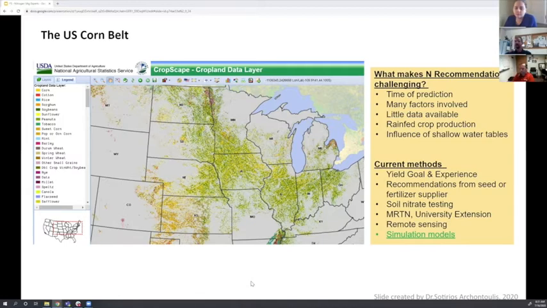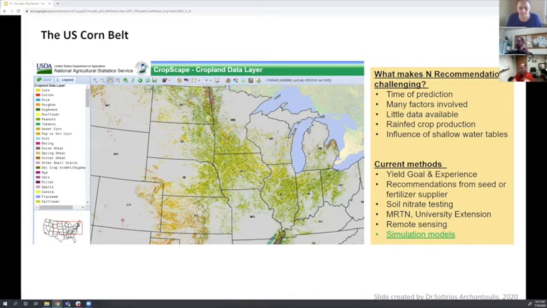For attendees that are outside US, for reference, I want to mention that corn yields are about 10 to 12 megagrams per hectare on average, can be much higher as well. And soybean yields about 3 to 4 megagrams per hectare. And 90% of the area is rain-fed. There is some irrigation in Nebraska, Kansas, and some other parts, but the majority of the area in the Corn Belt is rain-fed crop production.